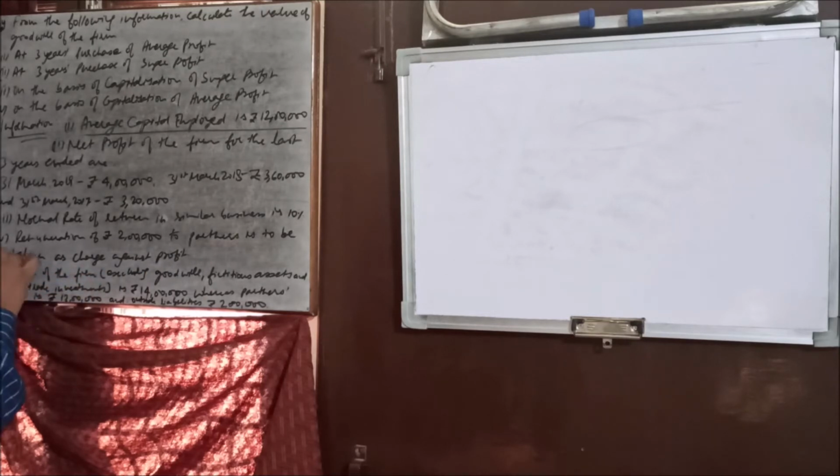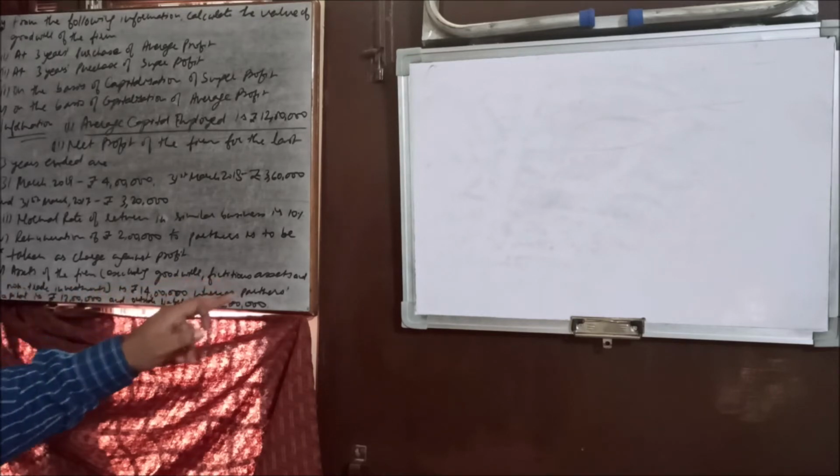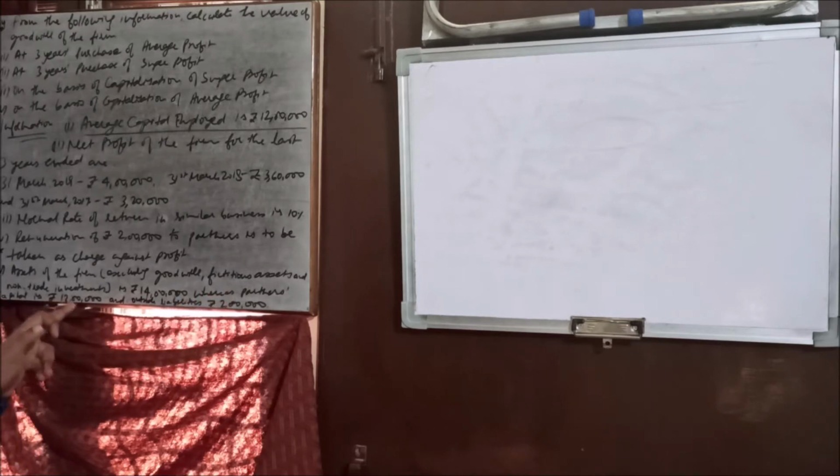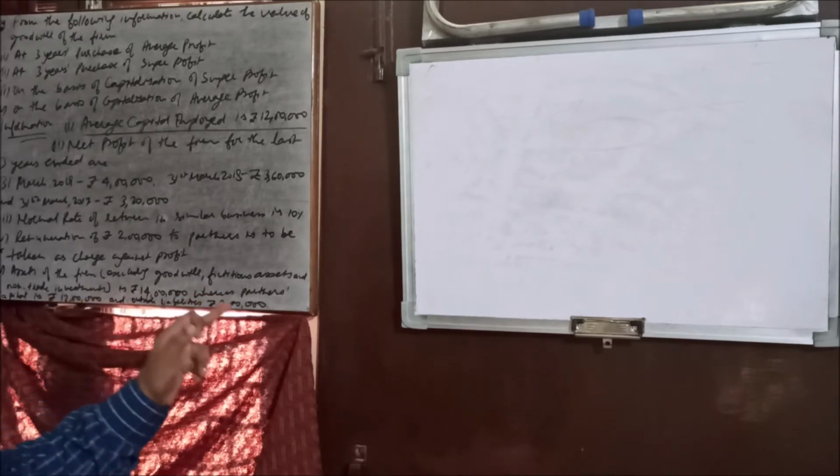See, this is an important one because this adjustment needs to be followed in all those 3 years. There are 2 options because remuneration is to be provided and needs to be deducted. Either we deduct it from every year, or we take out the average first and then deduct it only one time. We will follow the second method for that. Assets of the firm excluding goodwill, fictitious assets and non-trade investment are rupees 14 lakh, whereas partners' capital is rupees 12 lakh and outside liabilities are rupees 2 lakh.